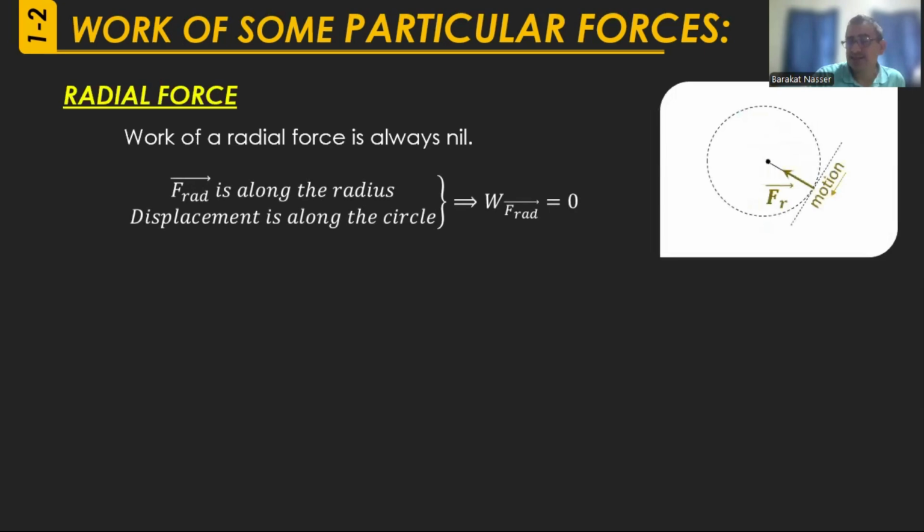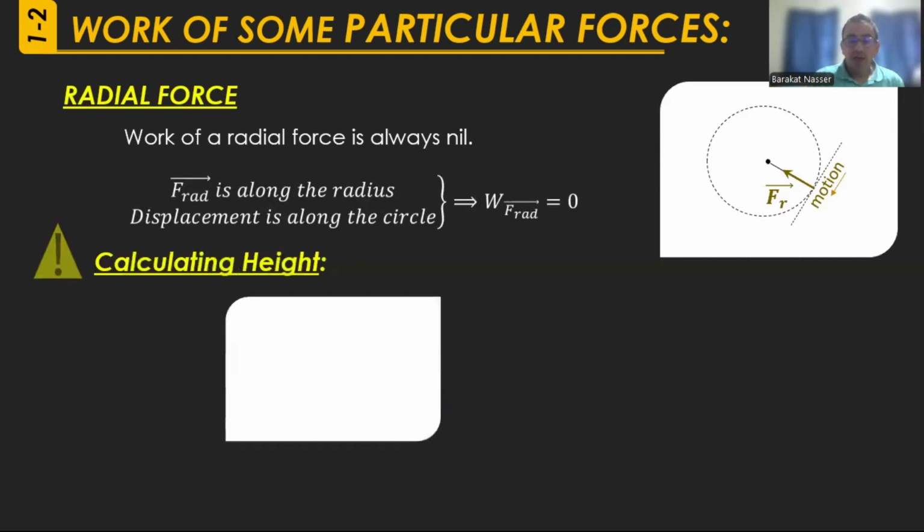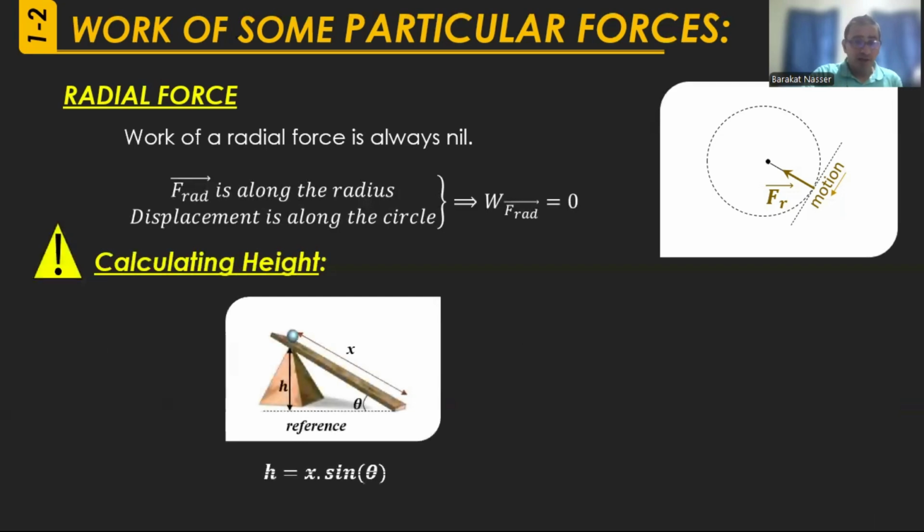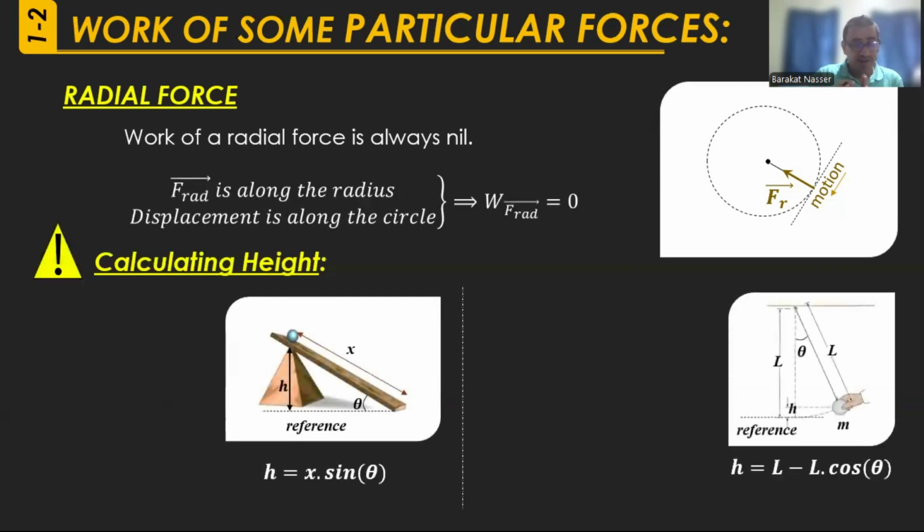So this is a case that you can always use. Anytime we have radial force, remember this: in circular motion, the work done by that radial force is 0. Now, calculating for height, which is usually used in weight work calculation, you might have seen this in previous classes. However, let's go over this quickly, just as a recap.